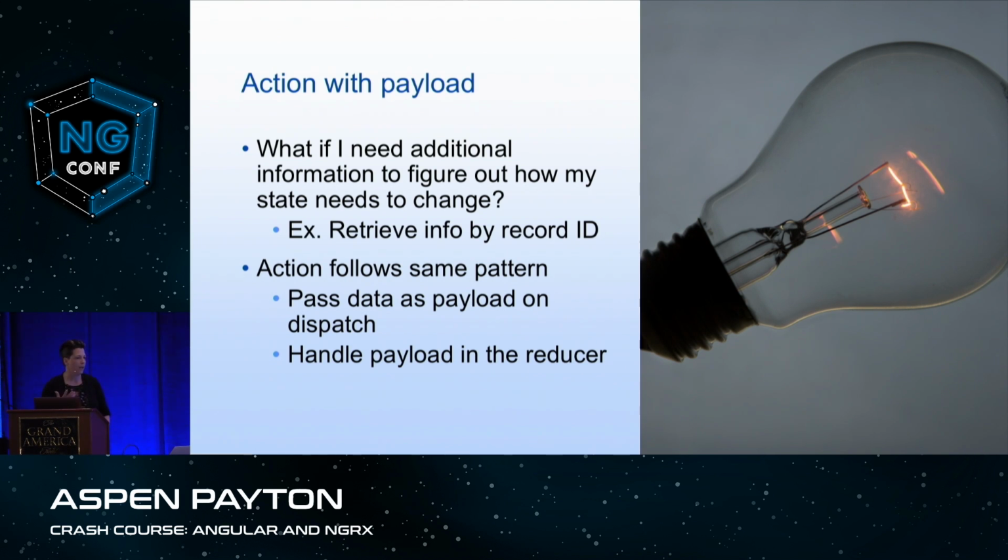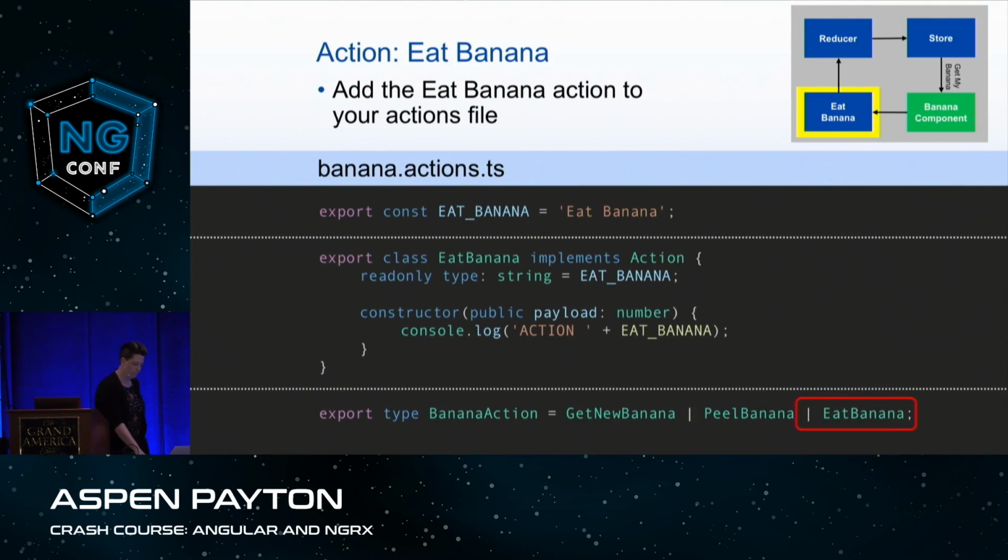So this kind of action with a payload follows exactly the same pattern that we've done so far. We just need to pass a payload in when we dispatch our action from the component, and then we need to handle that payload within the reducer. So we're going to do the same thing one more time, but this time we're going to add a payload to the mix. And this should be just about as quick as the last phase that we went through.